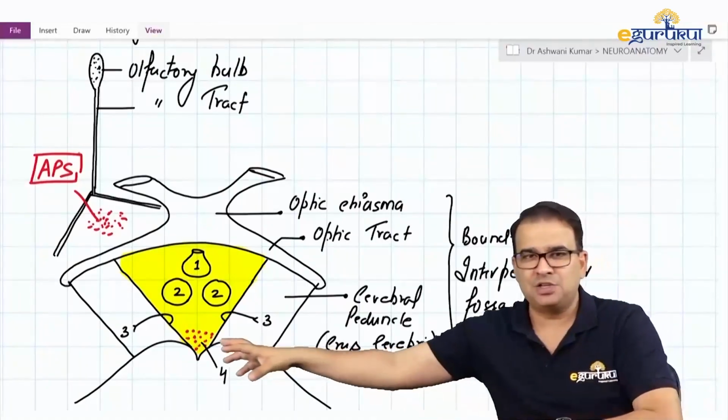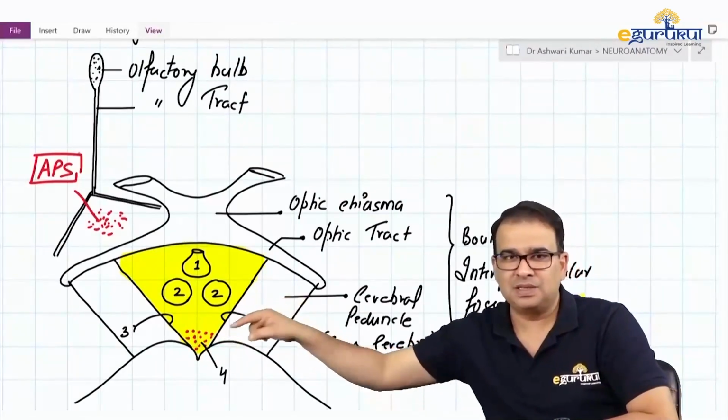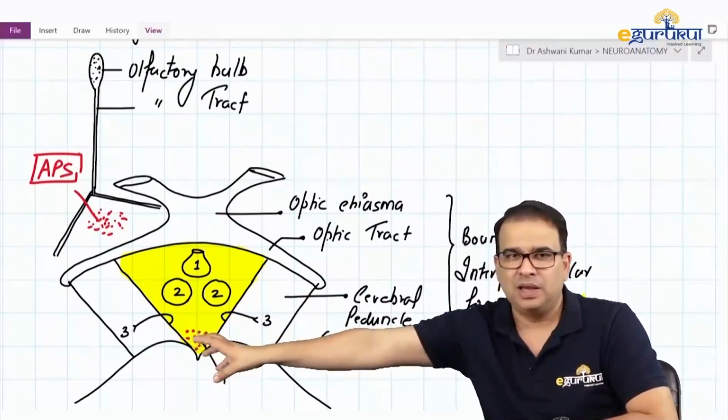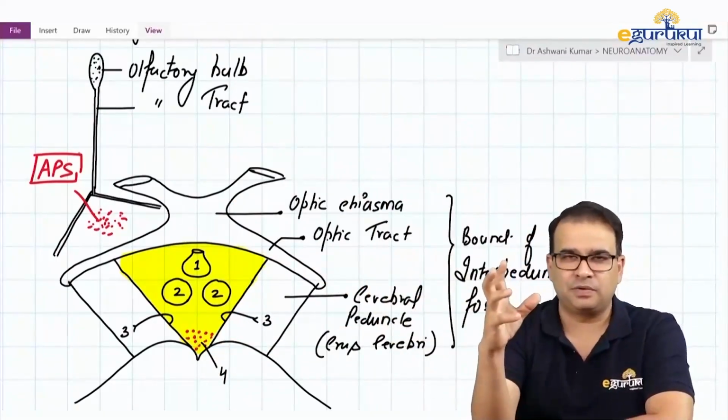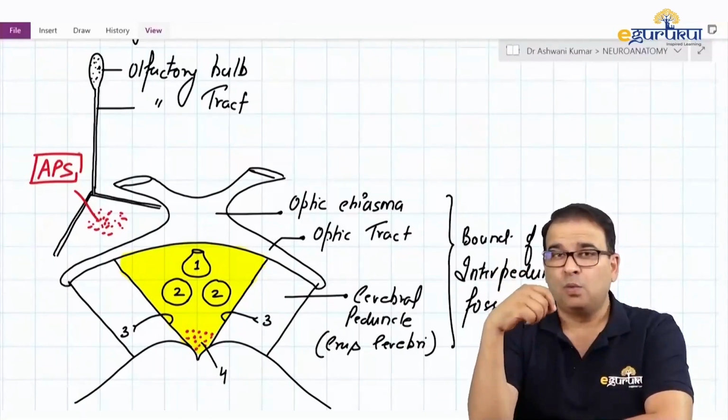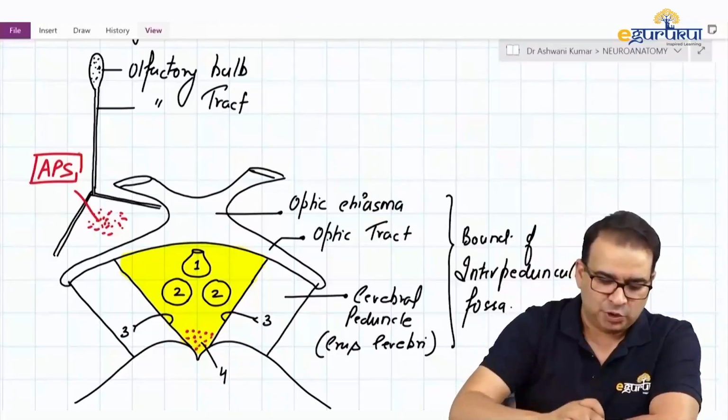So you will see some branches of a major artery here piercing this region, so we call it posterior perforating, and some branches are perforating that, so anterior perforating. Now to tell you what exactly branches those are, let me show you one picture.